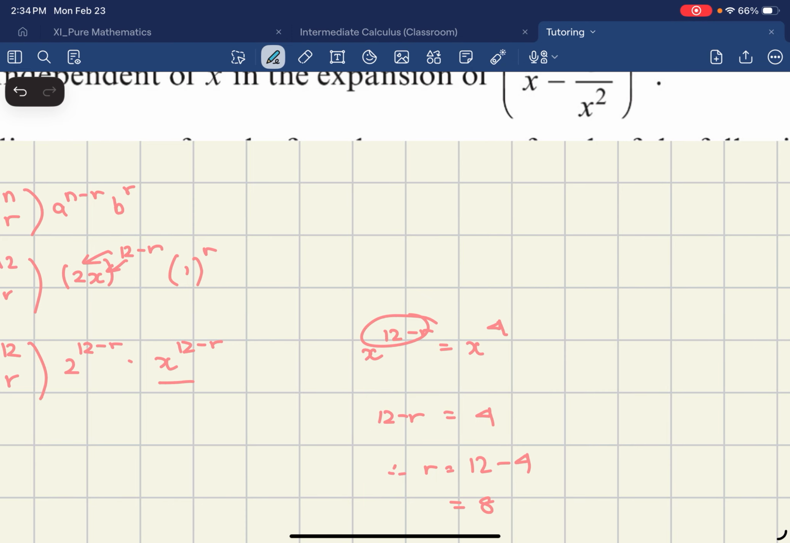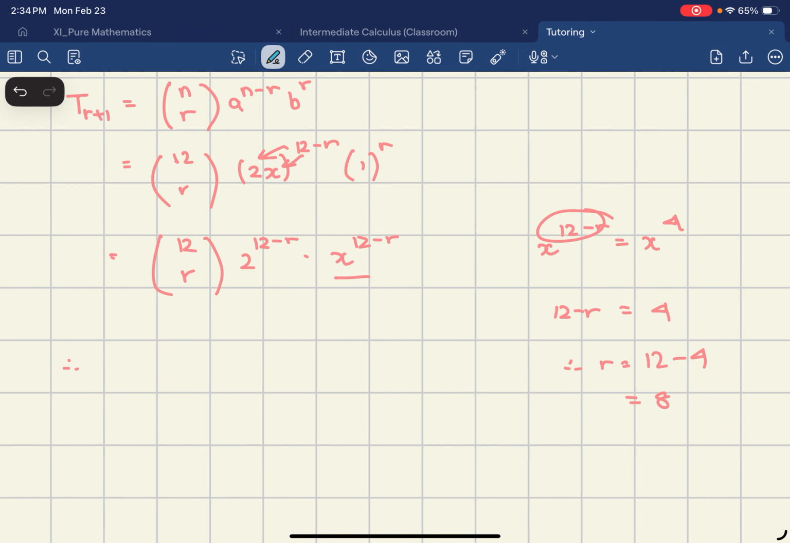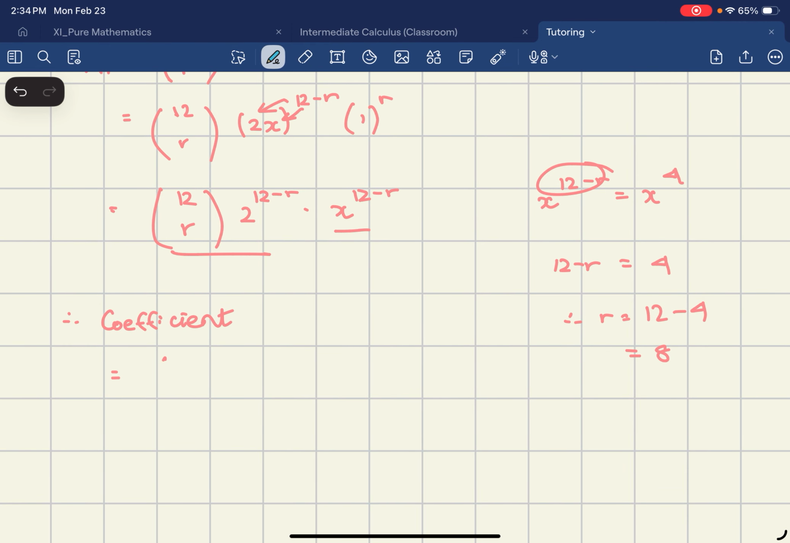If you simplify, you get 8. So therefore, your coefficient is going to be everything in the front that's not connected to x. So you have 12 choose 8 times 2 to the power 12 minus 8, which is 4. And remember, 12 choose 8 is the same as 12 choose 12 minus 8, so 12 choose 4. This is easier to calculate, but you can always put it in your calculator.